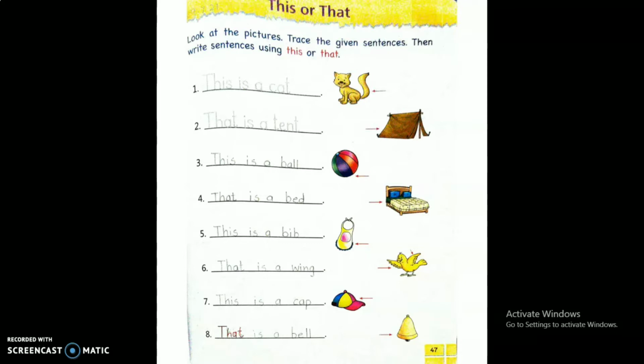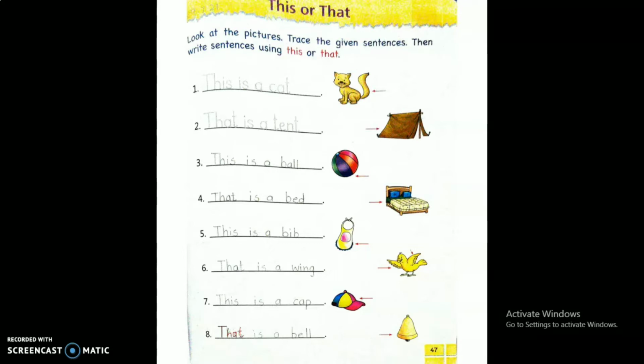So simple, you have to remember: when the object is nearby to you, which you can touch, you will use this, and for the object which is far away from you, you will use that. Shall we start doing the exercise? Yes, this is a cat and that is a tent. Can you see the difference? The cat is nearby and the tent is far away.